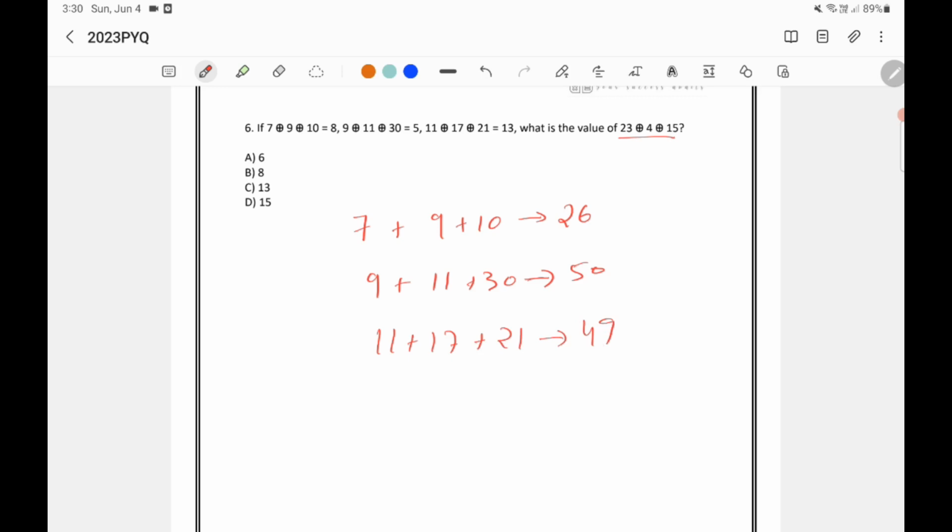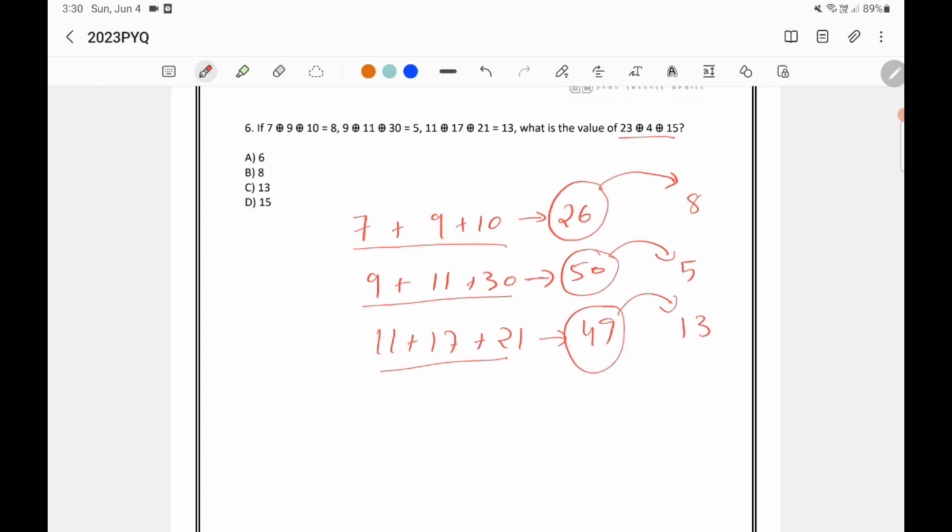So this is what we get if we add these numbers. But it says that this is equal to 8, this is equal to 5, and this is equal to 13. If we can somehow relate this to this, and this to this, and this to this, then we can find out the answer here. And you know that 2 plus 6 is 8, 5 plus 0 is 5, and 4 plus 9 is 13. In this way we can find out the answer.